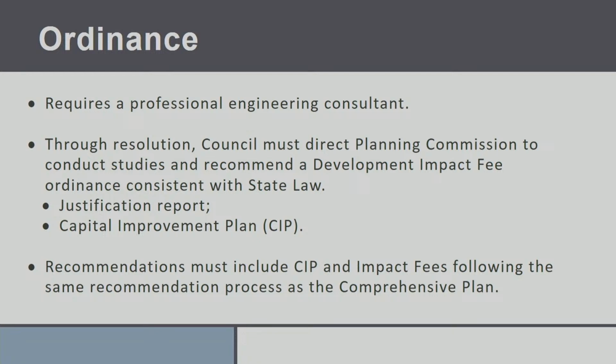So if the county council decides to move forward with one, it's a requirement that a third-party consultant assist with this. Through resolution, the council must direct planning commission to conduct studies and recommend a development impact fee ordinance consistent with state law. It's got to have a justification report, and as I said earlier, a capital improvement plan. All the recommendations must include a CIP and impact fees following the same recommendation process as the comp plan. So in other words, this is planning commission driven. If county council decides to do this, it goes through the planning commission adoption process.